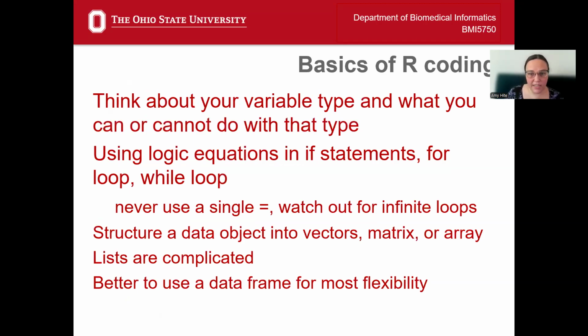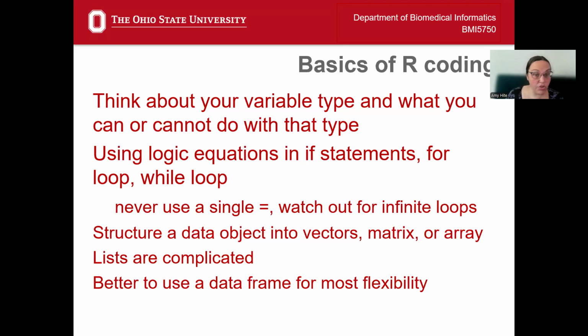Some basics that I just wanted to go over that we've been talking about. Think about your variable types. You know, we have numeric variables, we have character strings, we have booleans. Think about what you need to do with that variable and make sure it's the correct type. We talked about using logic equations with if statements, for loops, while loops. If we want to repeat a process, if we want to have a conditional process, those are there for us, with the warning to never use a single equal sign when we're doing logic, and watch out for infinite loops.